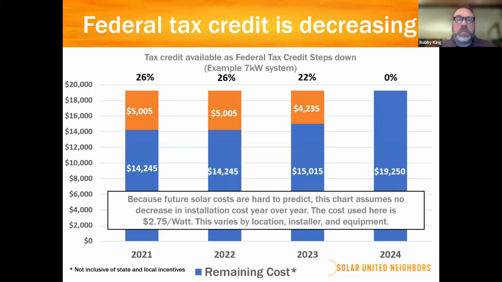Through 2022, 26% goes down to 22% in 2023, and then for residential, it's eliminated in 2024. If Build Back Better passes, it should be extended in the out years. But as most people know, that's in play now, and we're hopeful that some very good solar policy gets passed, but it's up in the air.